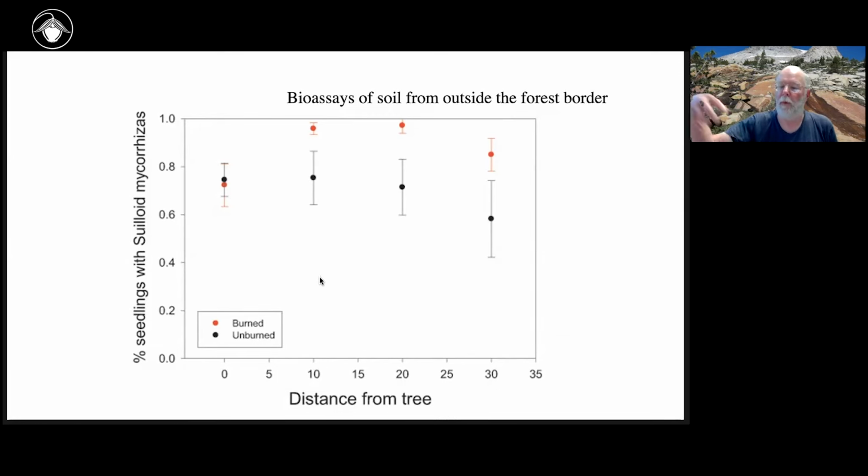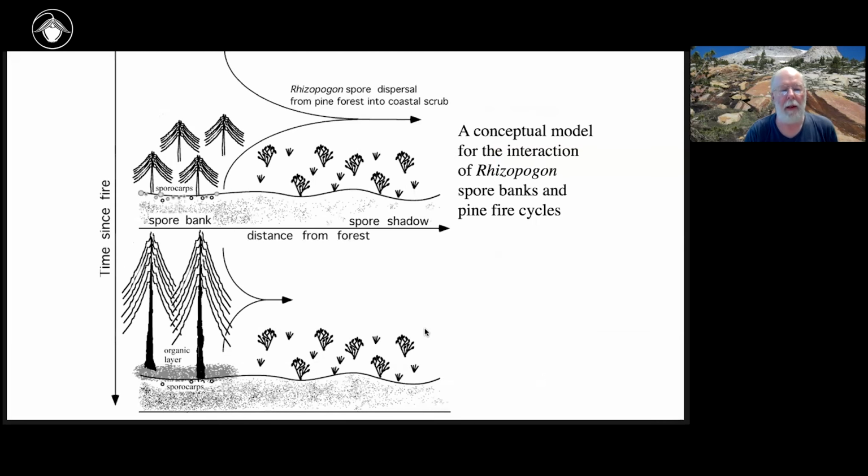You get it sporadically out further by deer, which also eat these, but they're not as common of a vector. And you'll notice there's a difference between burned and unburned forest edges. That's because when you look at burned forest edges, there's a much greater density of Rhizopogons being produced under these young trees. And so there's more dispersal going on when the forest is young and it's establishing the spore bank. And then as the forest matures, there's fewer Rhizopogons being produced and less dispersal.